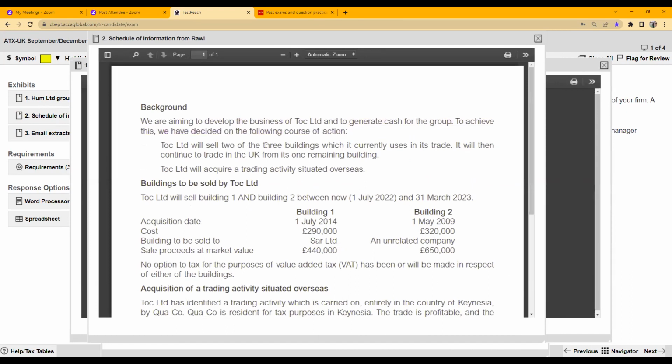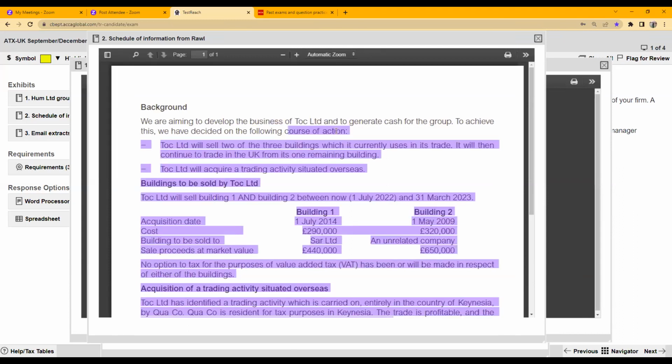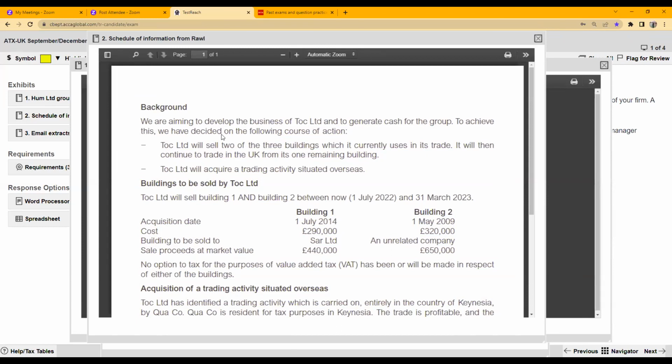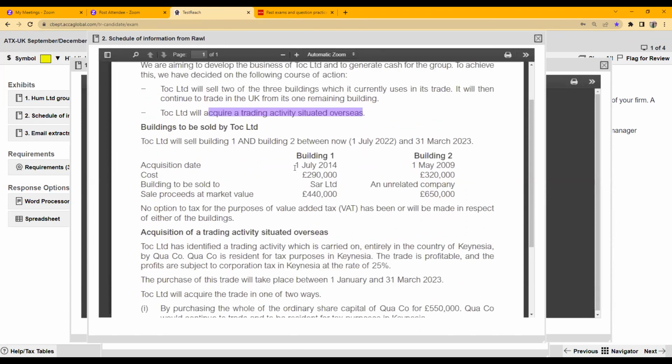Talk Limited will sell 2 of the 3 buildings. Talk Limited, the group company, has 3 buildings, and for expanding business they are considering a few courses of action. Number 1, Talk Limited will sell 2 of the 3 buildings, which are currently used in its trade. It will then continue to trade in the UK from its 1 remaining building. Number 2, Talk Limited will acquire a trading activity situated overseas, which could be an overseas branch or an overseas subsidiary, that depends.